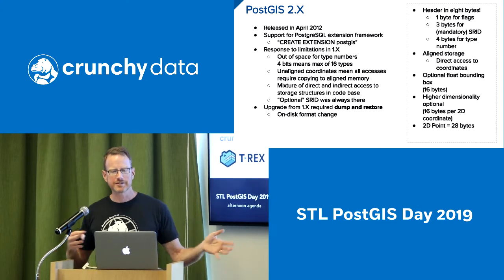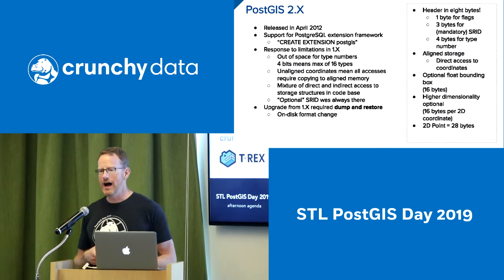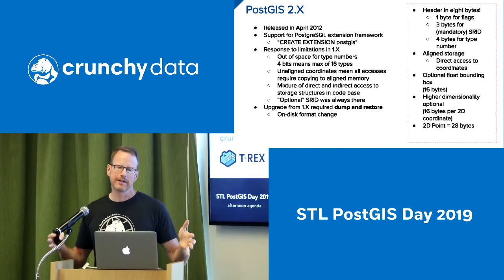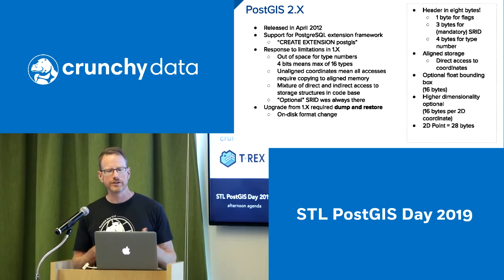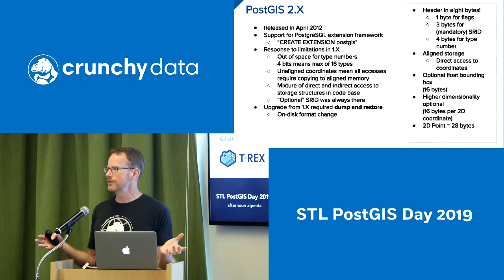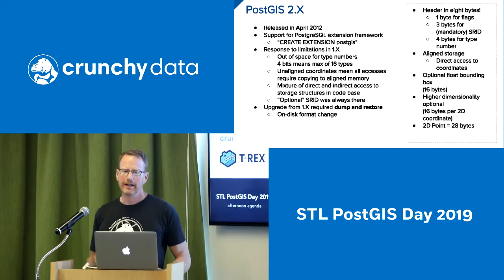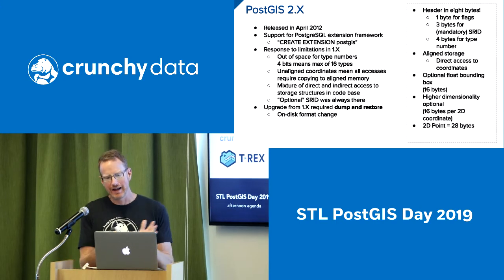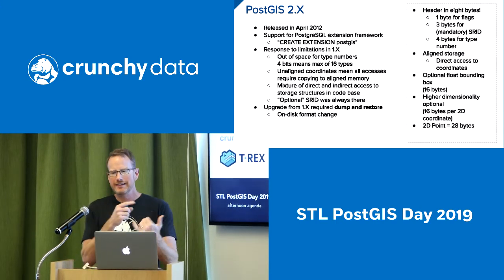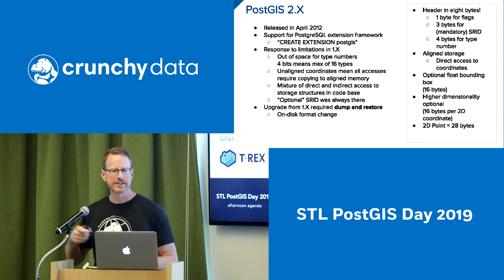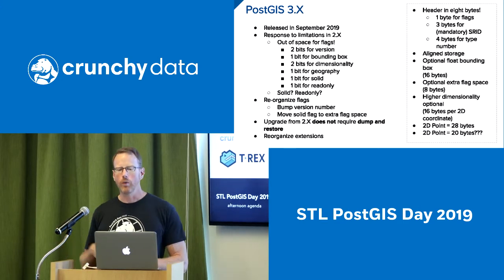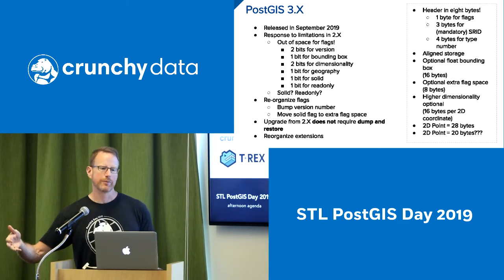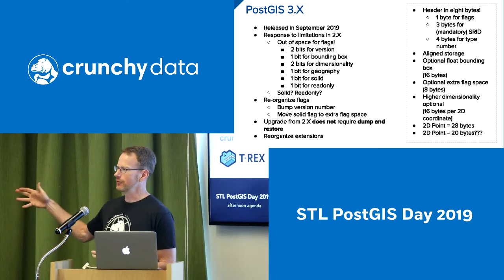And 2.x got us all the way up to here. And once again, 2.x had the same problem as 1.x. We used up all of our header space again. We had no more space to add additional functionality. So we needed to reorganize the header so we can add more space for flags, so we can tell the system that we're adding new funny features. So 3.x, one of the reasons we have a major version number is that we have changed the on-disk format again.